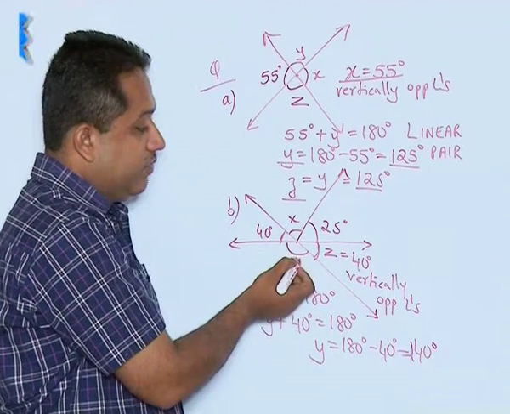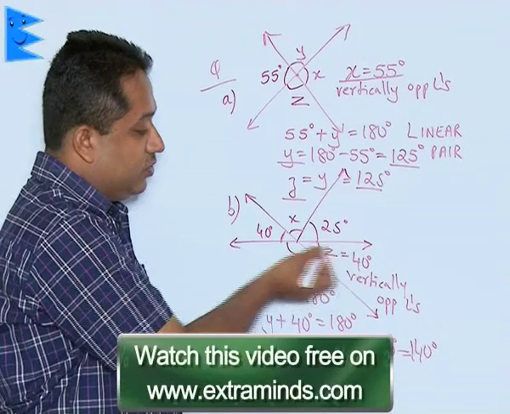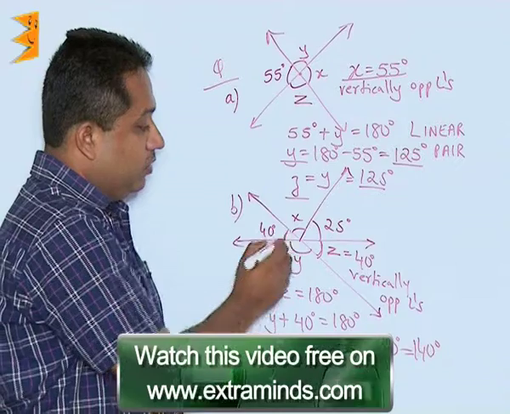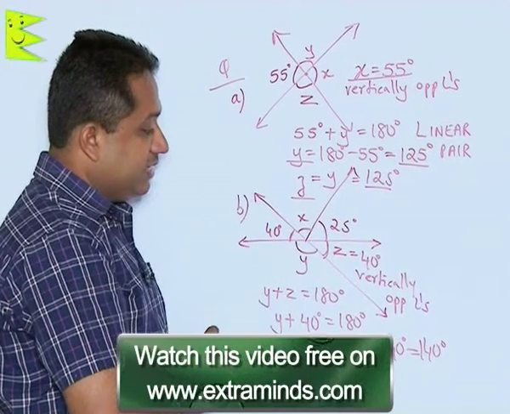So y is 140 here, and this is 40. So the total is coming to 180 degrees. That's a linear pair here. Now we have to find out the last one, that is x here.